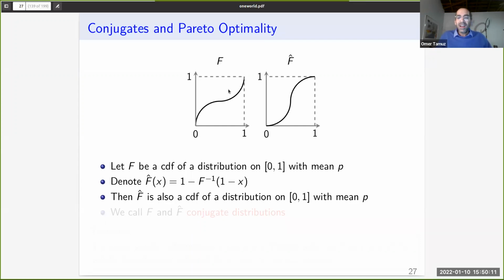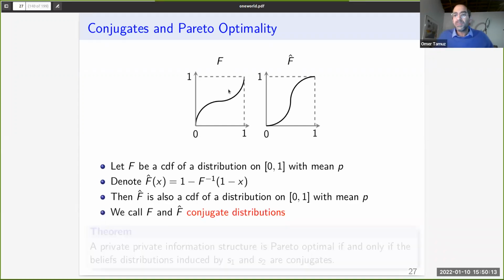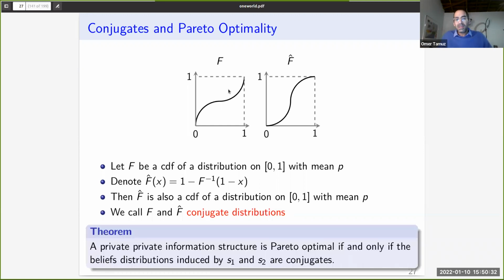So the question to the audience: we call these conjugate distributions, but I'm wondering whether this has ever come up. Has anybody seen this sort of thing? Just this very simple observation that if you take a distribution on 0, 1, there's a canonical way to assign to it this conjugate distribution. Let me know if you've seen this somewhere. But the theorem is this. A private-private structure is Pareto optimal if and only if the belief distributions are conjugates.